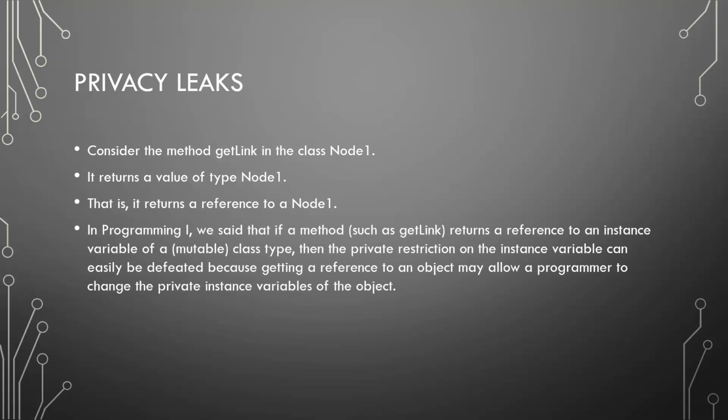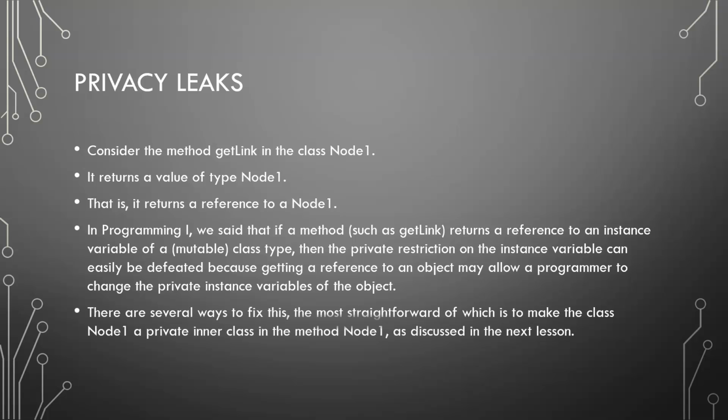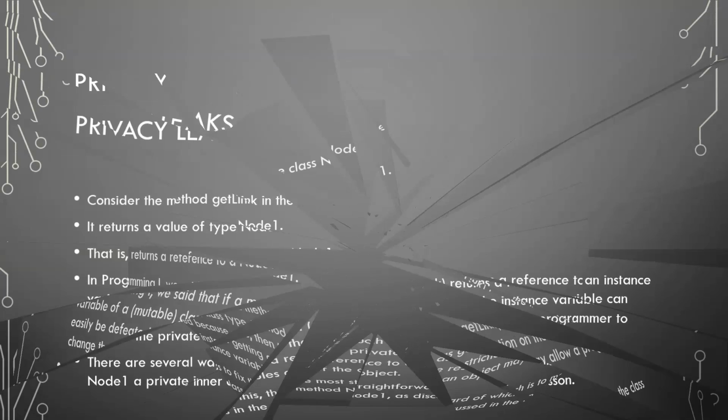Now, in program 1, we said that if a method such as getLink returns a reference to an instance variable of a mutable class type, then the private restriction on the instance variable can be easily defeated, because getting a reference to an object may allow a programmer to change the private instance variable of the object. There are several ways to fix this. The most straightforward is to make the class Node1 a private inner class in the class LinkedList1, which we'll look at how to do in the next lesson. By making it an inner class, we're that much better off in terms of security.